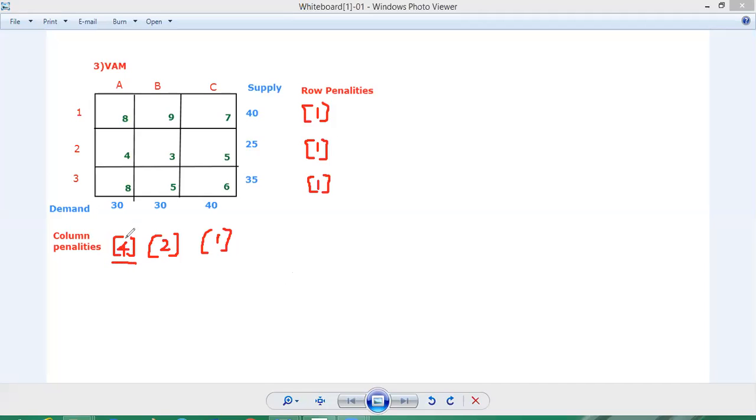This penalty belongs to this first column. So in this first column, we have to select a cell which has a minimum cost. This 4 is the minimum cost cell. That is the second cell that is present in the first column. So we have to look at the supply and demand that is associated with this particular cell.